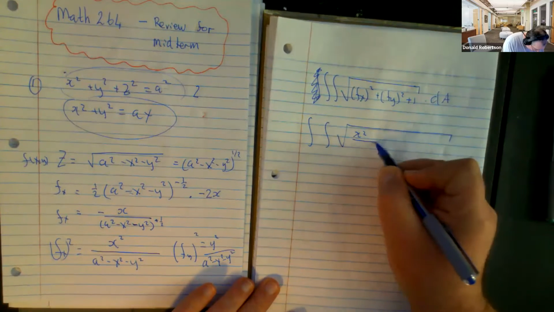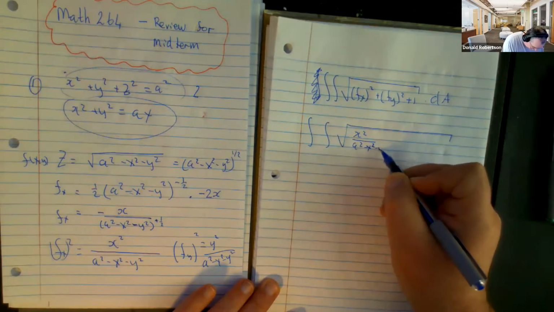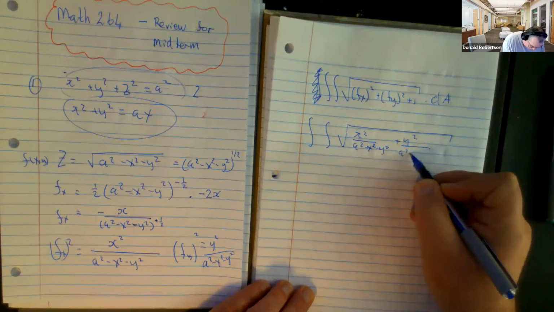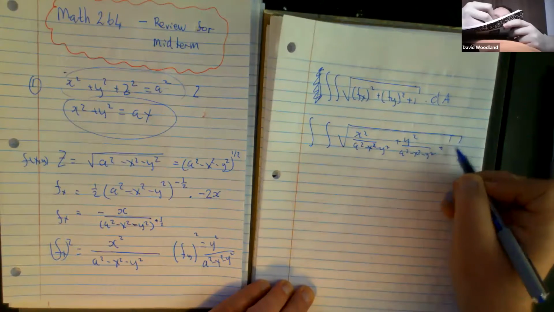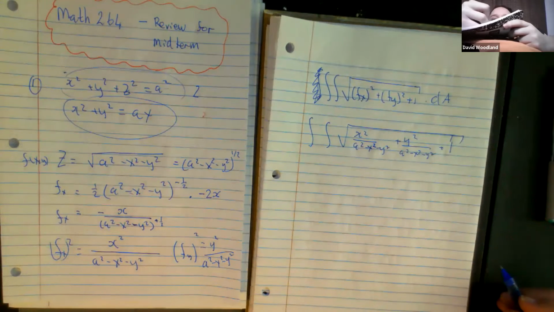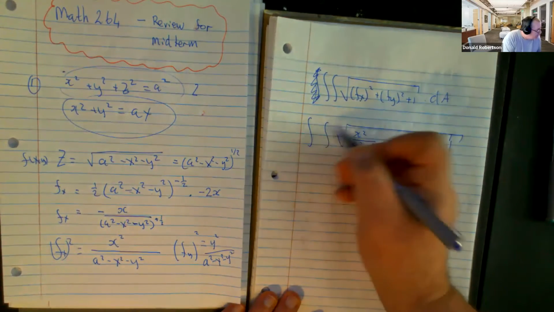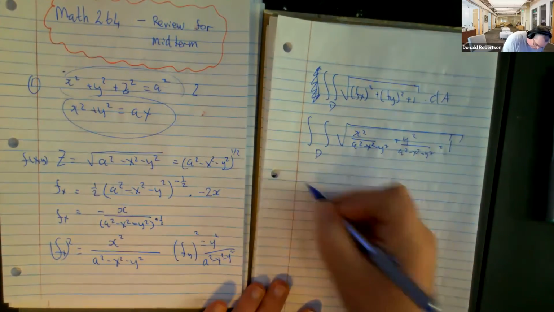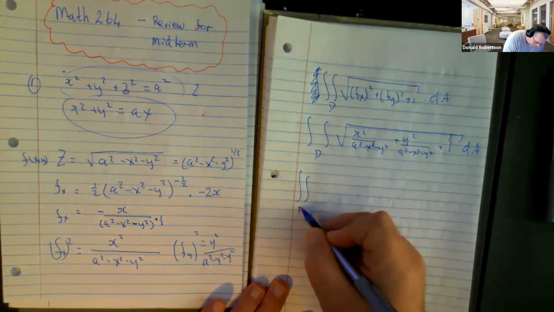So that's x squared over a squared minus x squared minus y squared. And then the next one is going to look like this, and I've got a plus 1. Are we good? I'm not going to worry about the region D yet. Let's just keep it out of the picture for the time being, because we want to focus on just making this pretty.